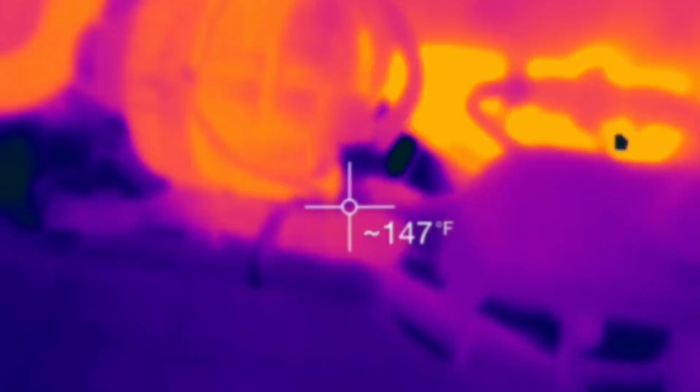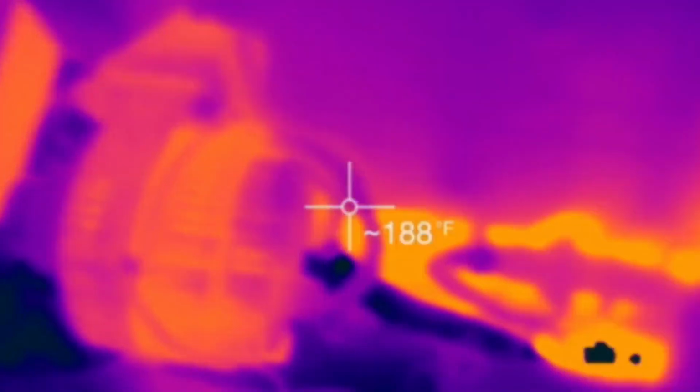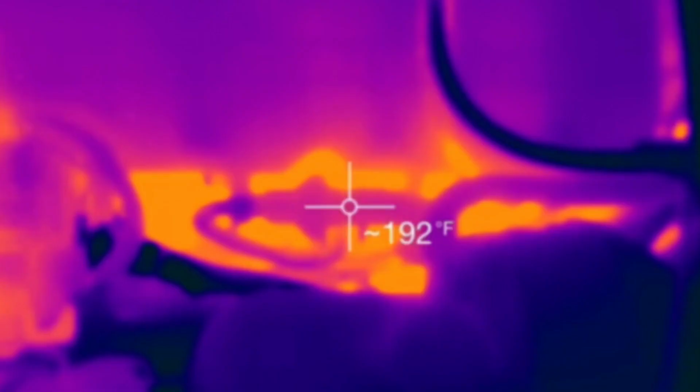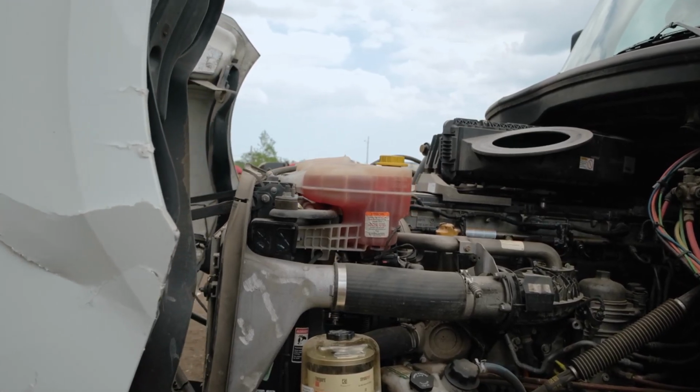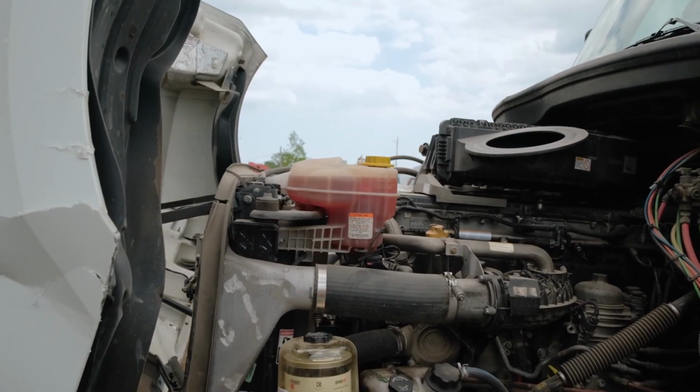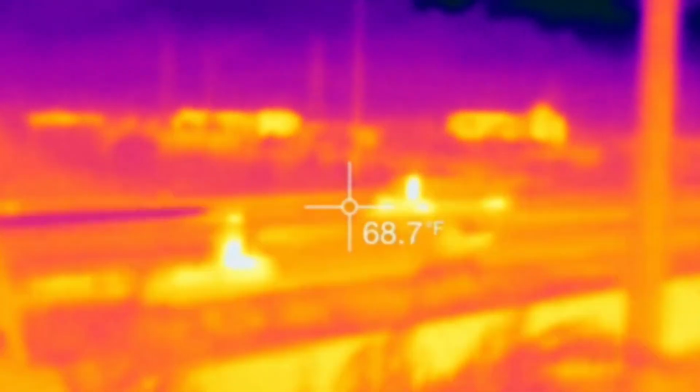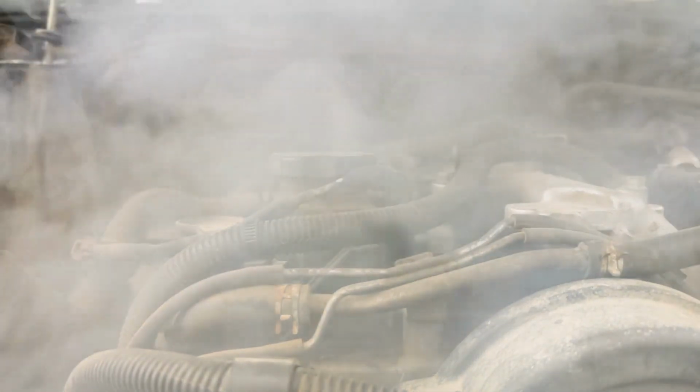Here's how. Locate the coolant reservoir. The translucent plastic tank has max and min markings. If it's empty, inspect for leaks. Inspect the radiator, only check when the engine is cold. Remove the cap and look inside. The coolant should be near the top.